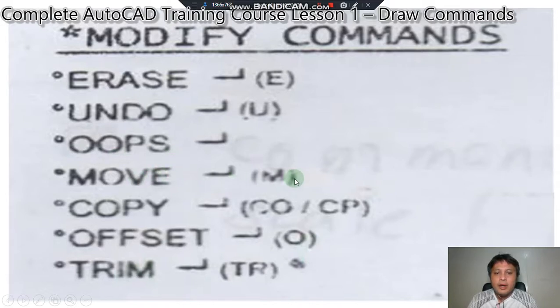Then for move, we have M. For copy, we have CO or CP. For offset, we have O. And for trim, we have the command TR. So let's start with erase.